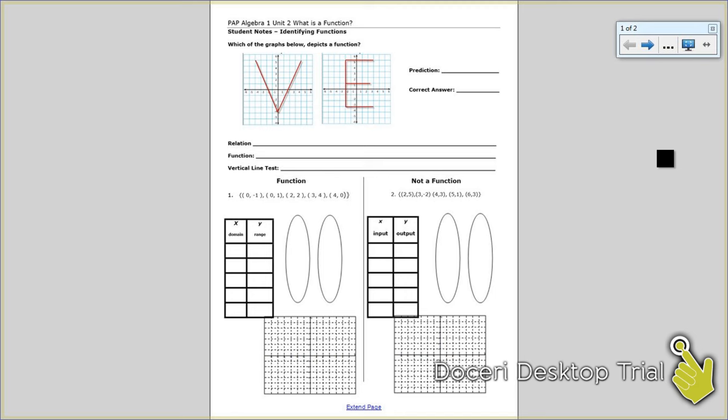So hopefully you've made your prediction. You've decided whether that V or that E is a function and you've written it down. And I'm going to tell you that the correct answer is that the V is a function. And we're going to talk about why as we walk through this, but we've got definitions first.